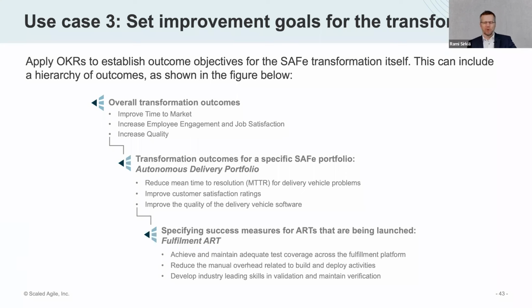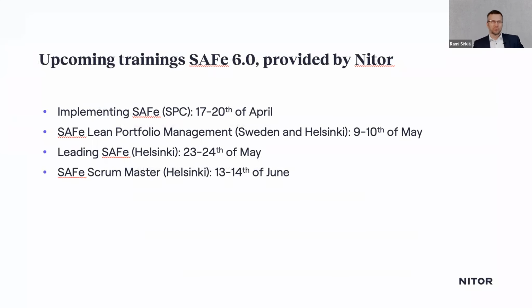So that pretty much concludes the key part of these 6 themes, one way to narrate the changes here. Obviously, we are running these trainings, and we are now using the 6.0 for the trainings as well. We have Implementing SAFe coming on April 17th. We have Portfolio Management coming twice, both in Sweden face-to-face and Helsinki face-to-face on May 9th. We have Leading SAFe with the 6.0 coming on May 23rd, and then SAFe Scrum Master on June 13th.